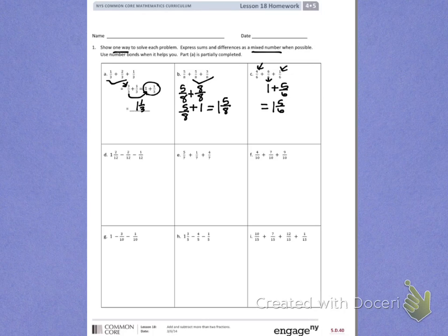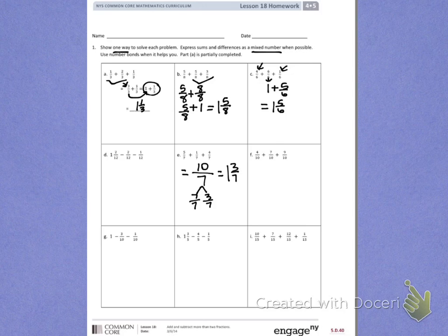Next one I'm going to do is letter E. 5/7 plus 1/7 plus 4/7. On this one I'm just going to add them all together. They have a like unit of 7s. 5 plus 1 plus 4 makes 10. And this one is going to need to be decomposed using a number bond. So we have 7/7 and 3/7. 7/7 makes 1 and 3/7.